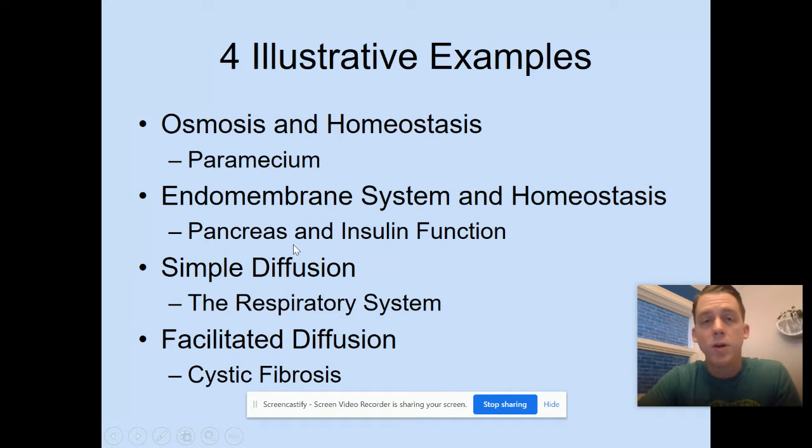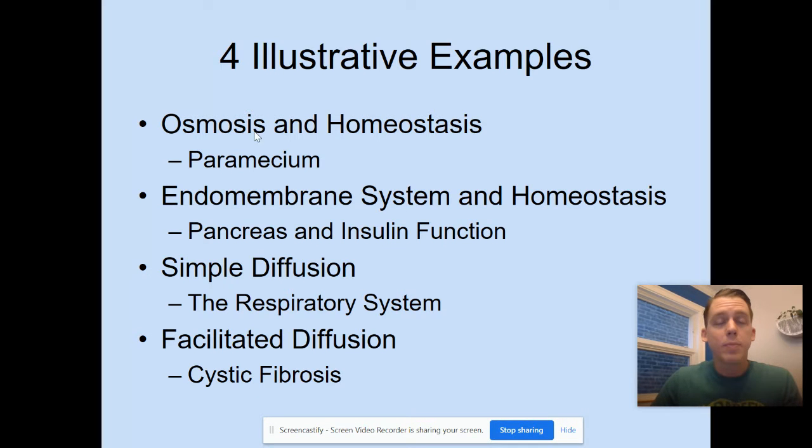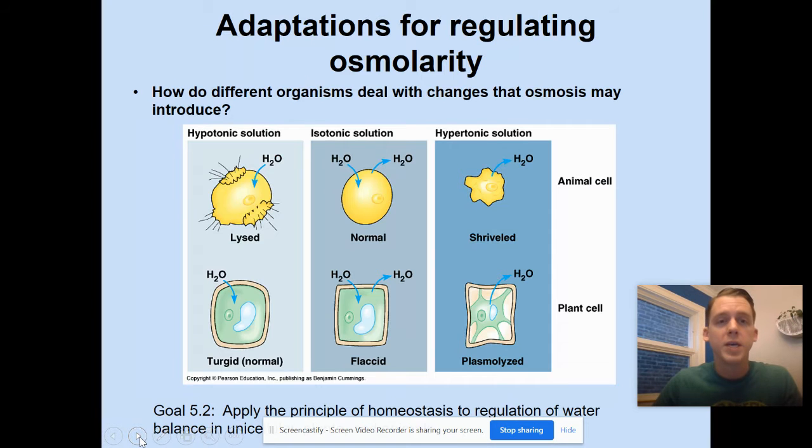Hi everybody, today we are going to go over a few examples of cell transport, and we're not going to quite go over all of these examples listed today, but we are going to go over a few of them. So let's begin. So first of all, let's think about osmolarity.